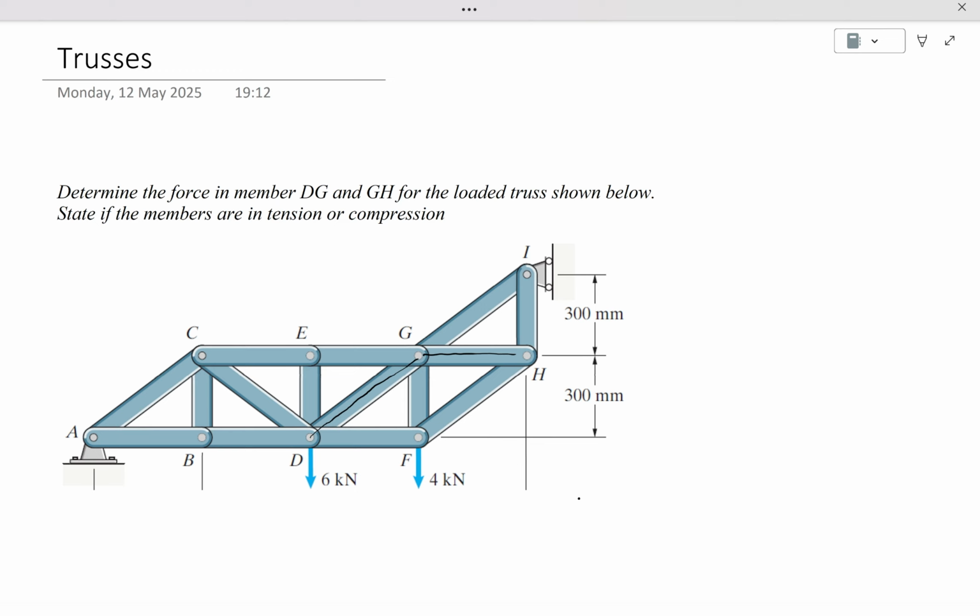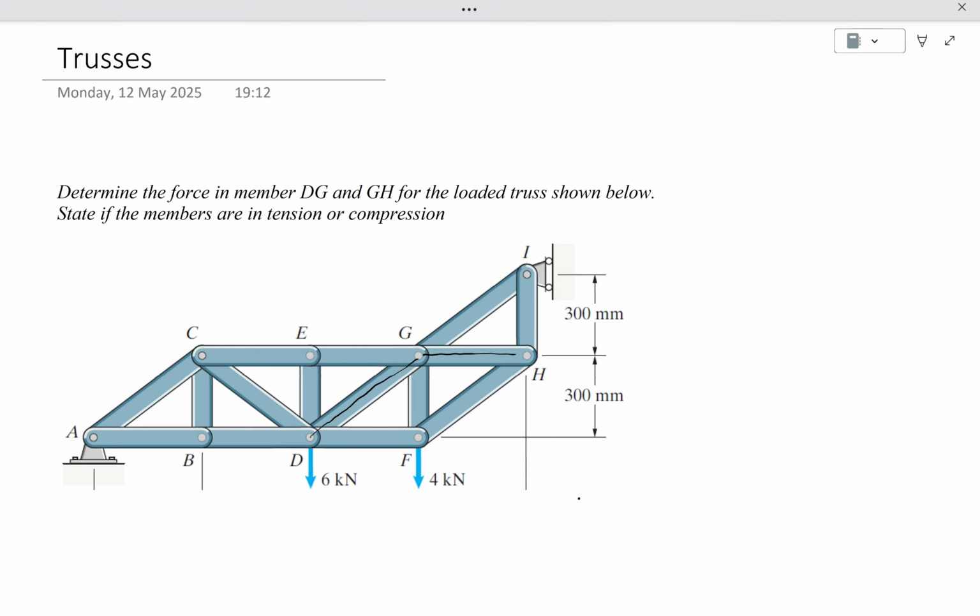So there are two methods to solve this. First, you can use the method of joints, and the second one, you can use the method of sections. For DG, because the location is far from the boundary conditions, the relevant choice should be using the method of sections, right? And for GH, you can either use the method of sections or the method of joints. So let's do DG first.